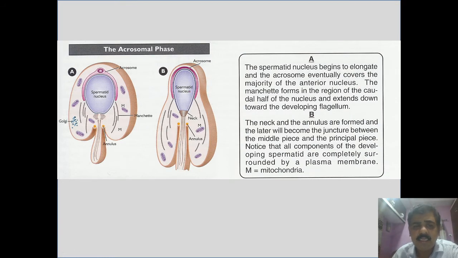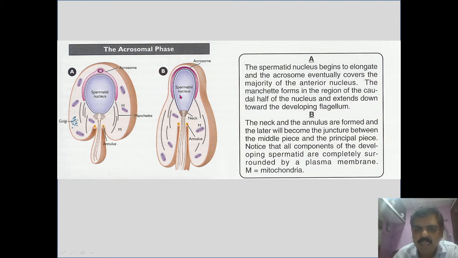Then the third phase, that is the acrosomal phase. In the acrosomal phase, what happens? The spermatid nucleus begins to elongate, and the acrosome eventually covers the majority of the anterior part of the nucleus. The manchette is formed in the region of the caudal half of the nucleus, and it extends downward toward the developing flagellum.